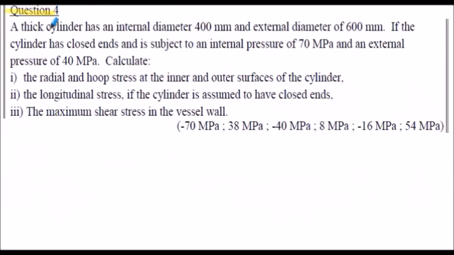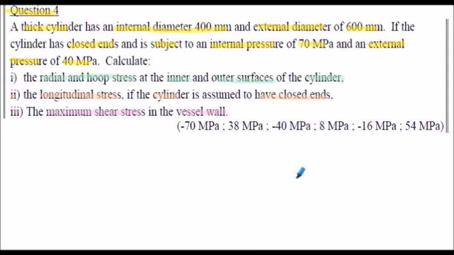Question 4. A thick cylinder has an internal diameter of 400 millimeters, an external diameter of 600 millimeters. If it has closed ends and is subject to an internal pressure of 70 megapascals, and in this case an external pressure of 40 megapascals, we have to calculate the following. Part 1, we have to calculate the radial and hoop stresses at the inner and outer surfaces of the cylinder. Part 2, we have to calculate the longitudinal stress if the cylinder is assumed to have closed ends. And part 3, we've got to calculate the maximum shear stress in the vessel wall.